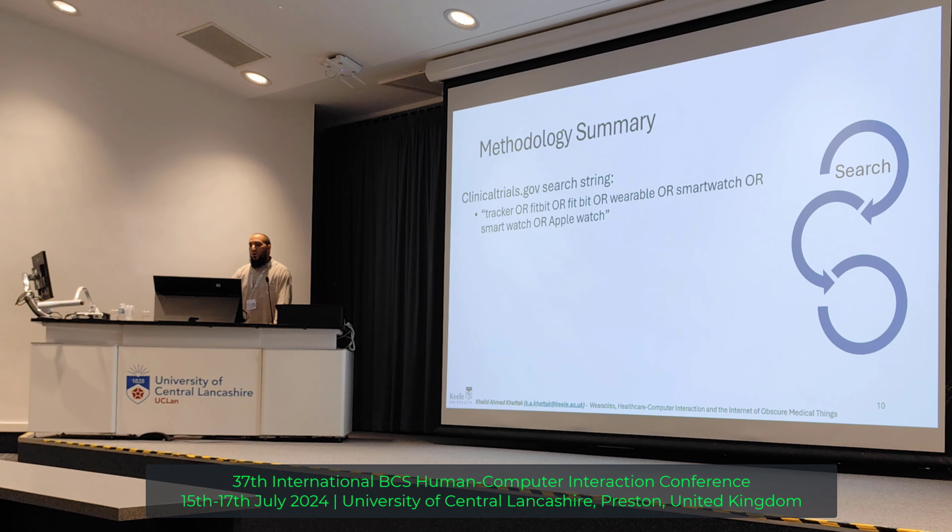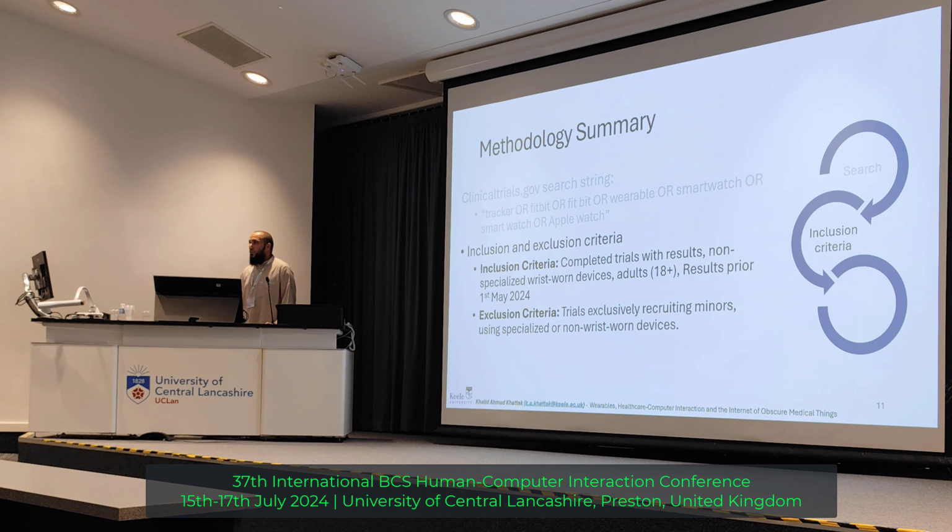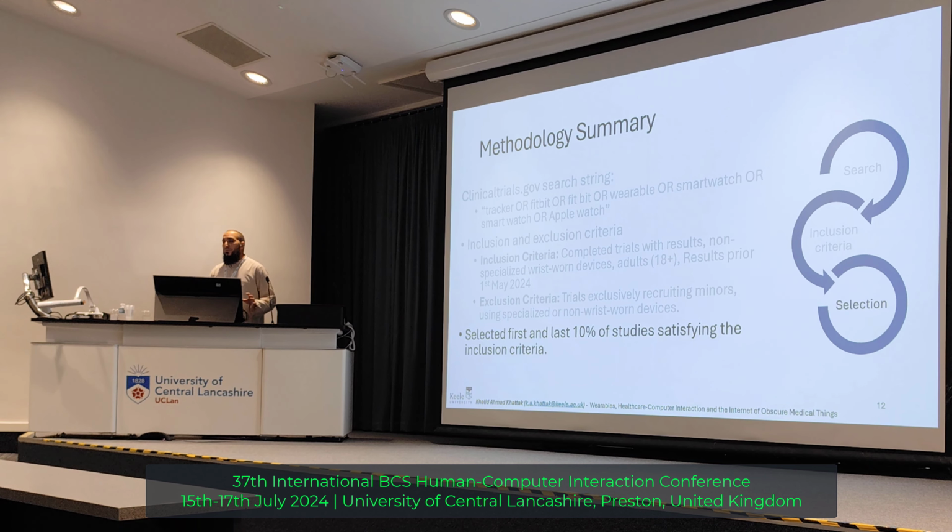How did we go through all the data in the clinical database? First, we created a string. This is the whole string. We went through the clinical trials. Then we applied our inclusion-exclusion criteria to get the appropriate results. This is basically a work-in-progress paper. It's not a complete one, so we just took the top 10% and the bottom 10% of our studies to do this paper on, and the rest will be carried on in the next paper.